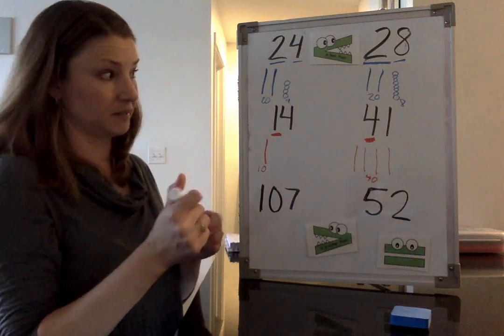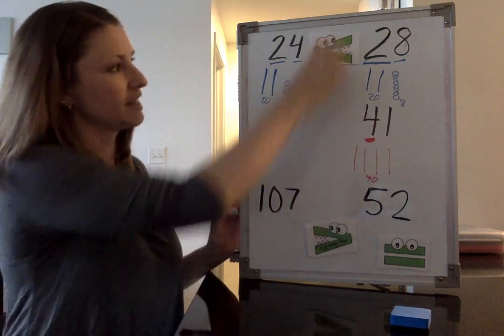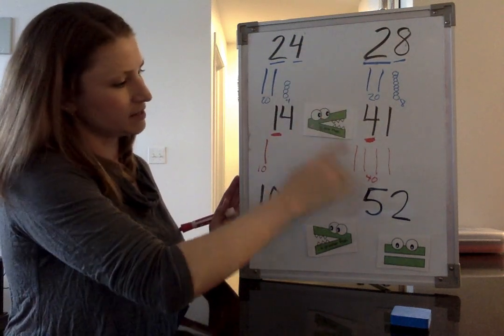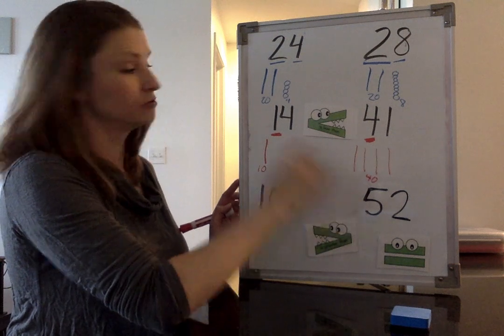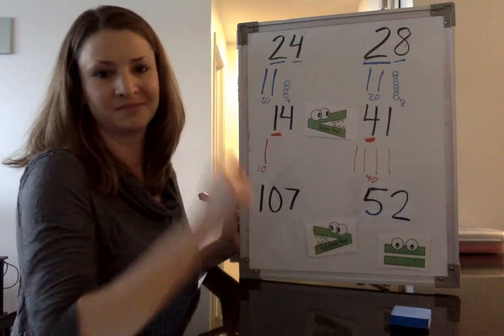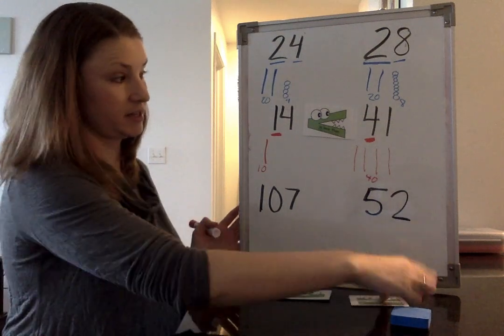Which one do you think Allie's going to want to eat here? Yep, those 4 tens. So we can slide that down. Let's make sure this makes sense. 1 ten is less than 4 tens. That's true. So that means 14 is less than 41. Superstars.